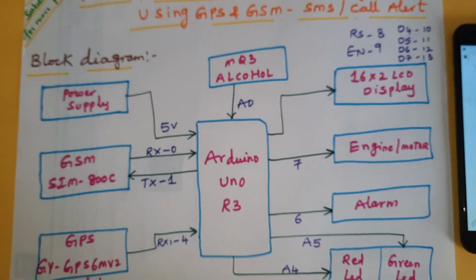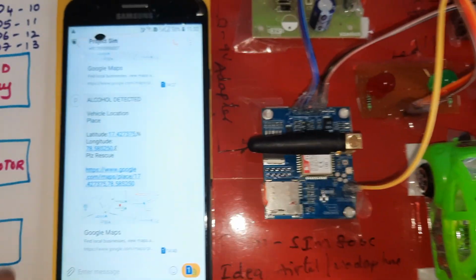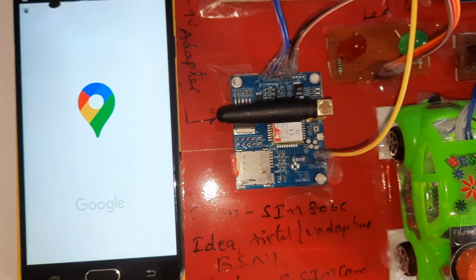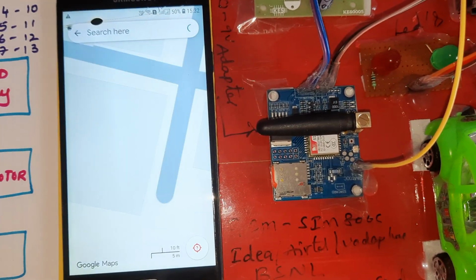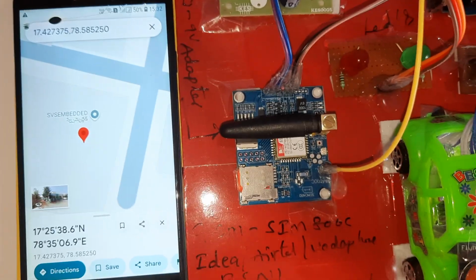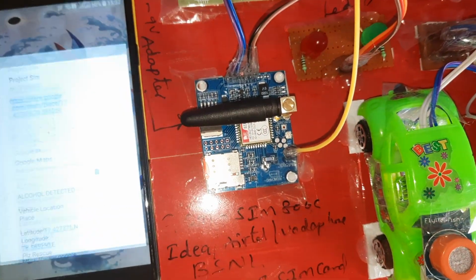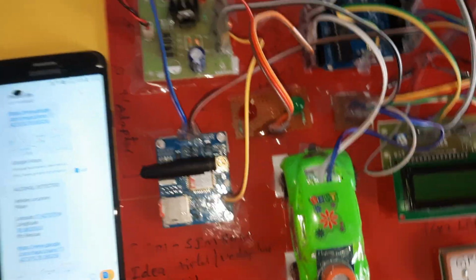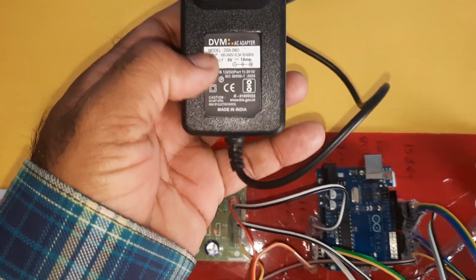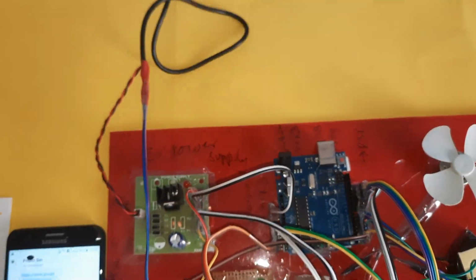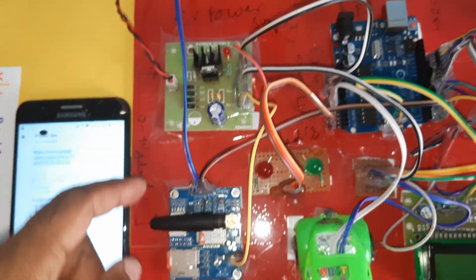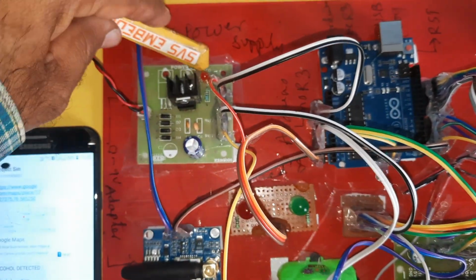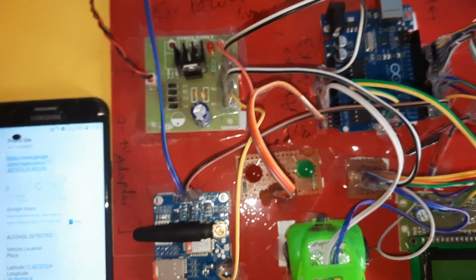This is our block diagram of the project. We are getting the call alert and SMS alert. If you open this, it will show you the exact Google Map location. We are getting the SMS alert and the call alert also. First of all, we are using a 0 to 9 volts adapter power source, connected to the bridge rectifier, filter capacitor, 7805 regulator, and 1 LED, a 5 volts power supply board.